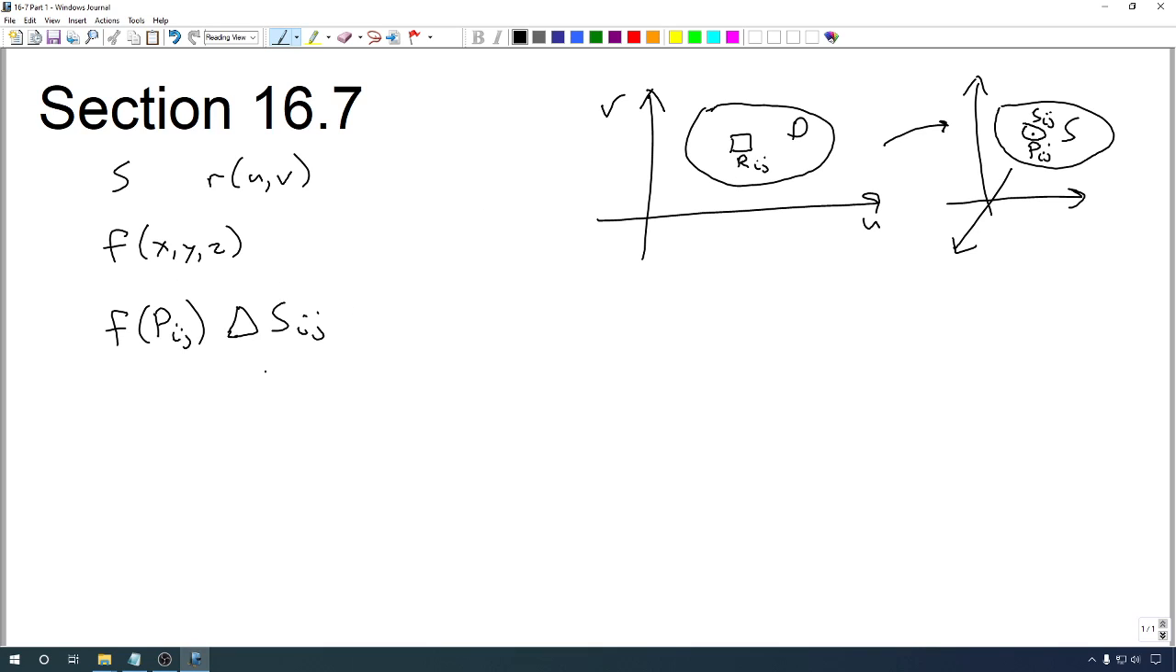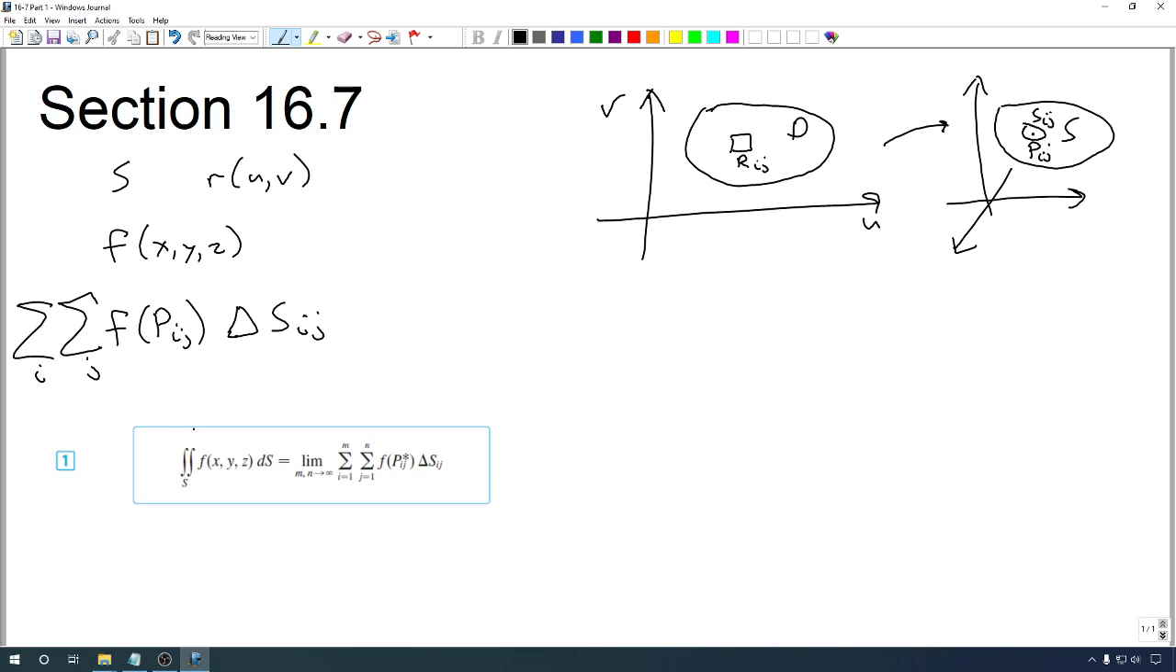We want to add up a whole bunch of these. As we divide D up into a bunch of little rectangles, that divides S up into a bunch of little sections, and each of those has a particular value. I wrote ij as our indices because we have a two-dimensional grid of these things, and we have to add up over all of those. So this is going to be some sort of double integral. As we take the limit, this turns into what we call the surface integral of f over the surface S.